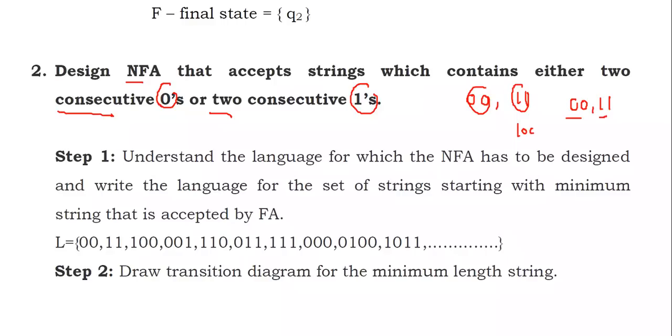After that, 1 0 0 is accepted, 0 1 1 is accepted, 1 1 0 is accepted, 0 0 1 is accepted. So that means there are 2 consecutive zeros, or two consecutive ones. So the minimum strings are 0 0 and 1 1. That we have to understand. First of all, we have to write the language of strings. Here the language of strings is 0 0, 1 1, 1 0 0, 0 0 1, 1 1 0, 0 1 1, and like that you can write so many strings. There is no end to the strings. You can have an infinite number of strings, so the language is an infinite language.